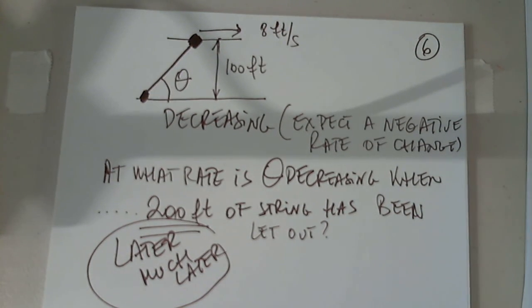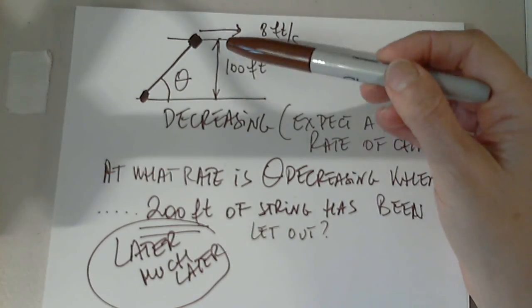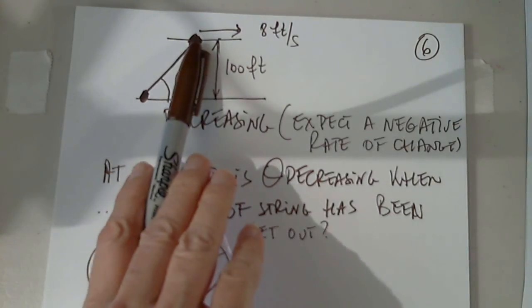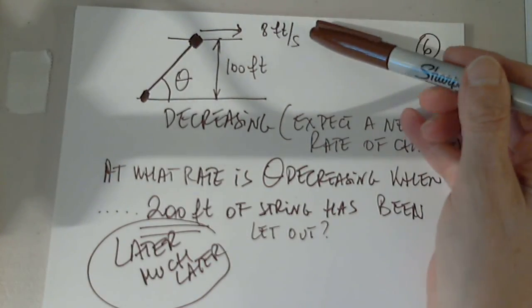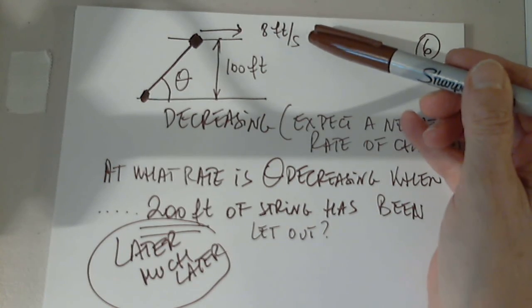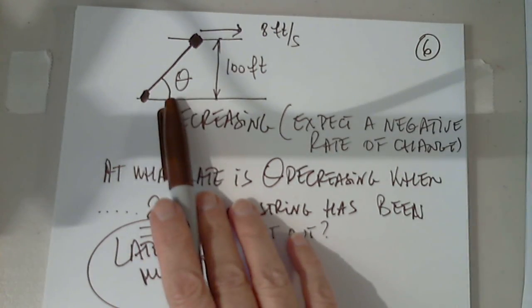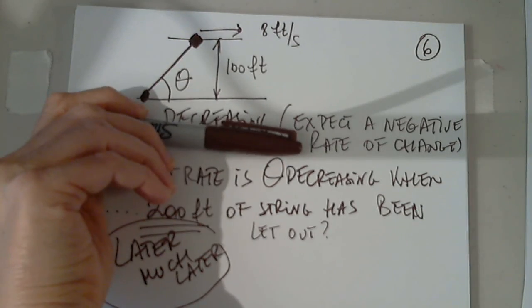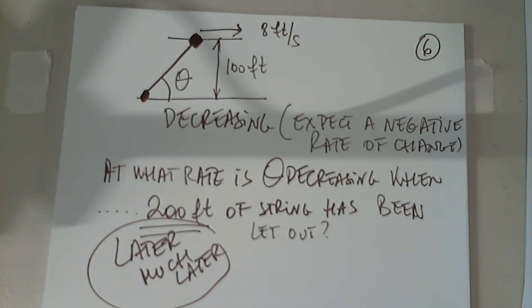So let's read the problem one more time. A kite is 100 feet above ground and moves horizontally at a speed of 8 feet per second. At what rate is the angle between the string and the horizontal decreasing when 200 feet of string has been let out? So first we have to establish what we are given.